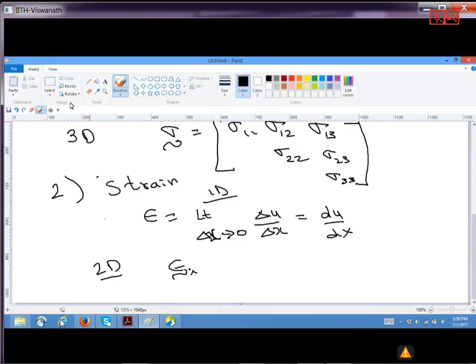Similarly, for the 2D case, epsilon is defined as epsilon 11, epsilon 12, epsilon 12, epsilon 22.